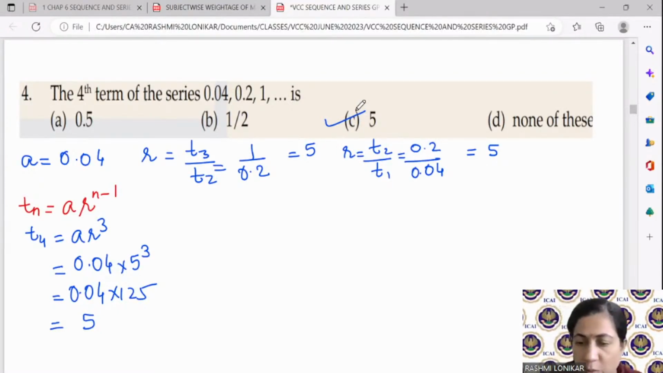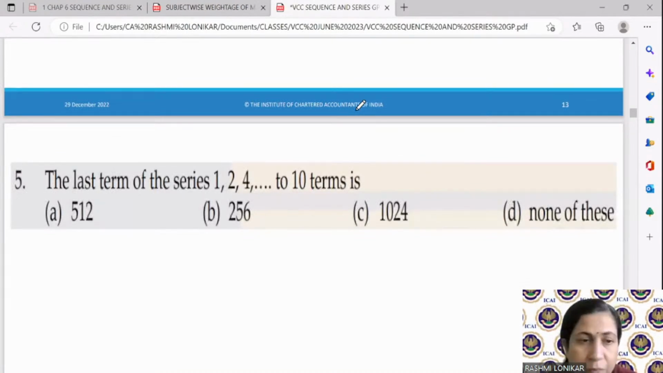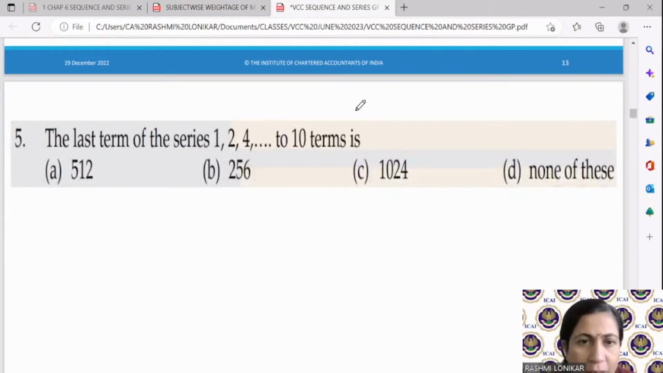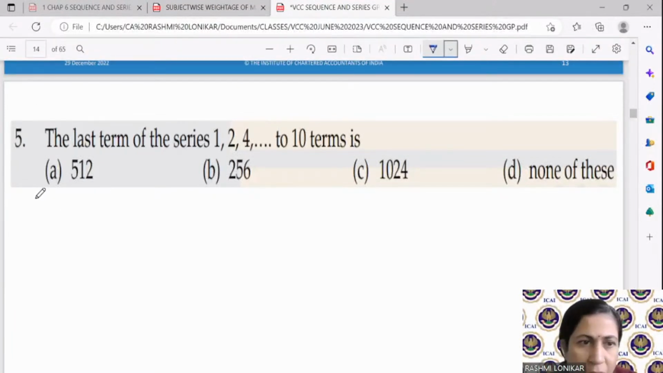Okay, so let us quickly move to the next sums. The last term of the series up to 10 terms. So they want to see only the language has changed. Earlier they were saying find T9, find T7, T12. Now they are asking find the last term of the series. And they have written 10 terms, which means you are asked to find T10. So T10, they are asking you to find out.